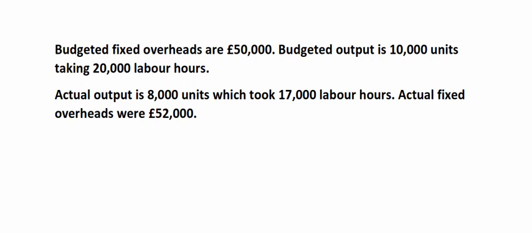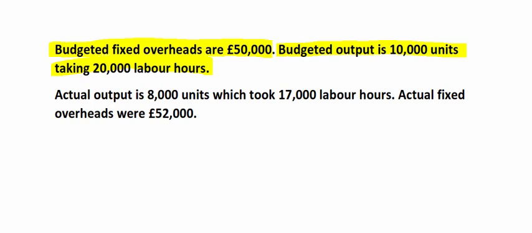So we can see in the example we're going to look at here, we've got budgeted fixed overheads of £50,000, so perhaps that's what we thought our landlord was going to charge us for rent. Rent's a good example of a fixed overhead. Budgeted output, the number of units we thought we were going to make, was 10,000 units, and we expected that to take a total of 20,000 labour hours. So that's our budgeted information.